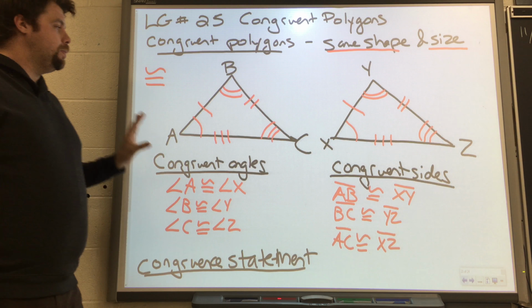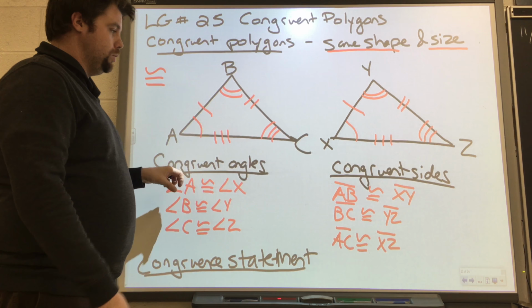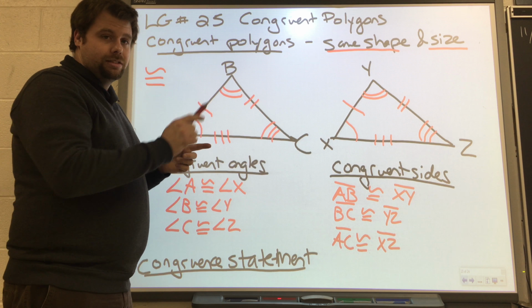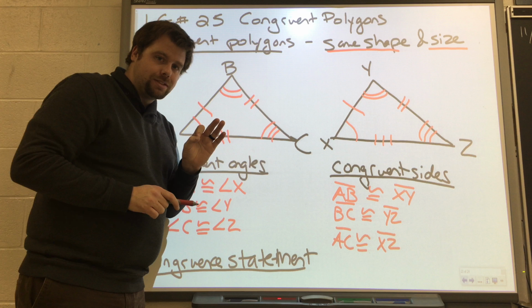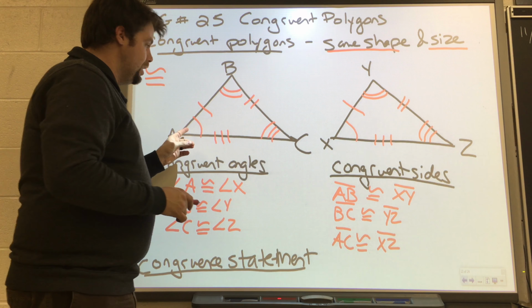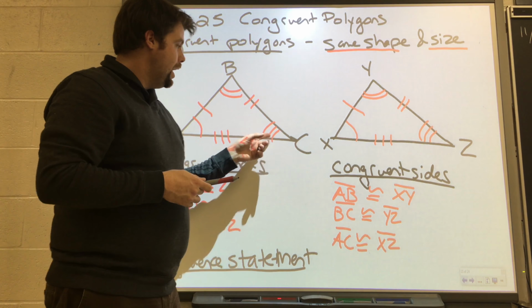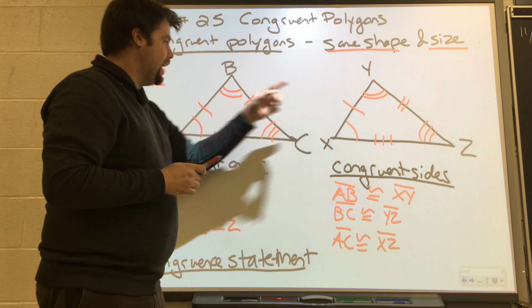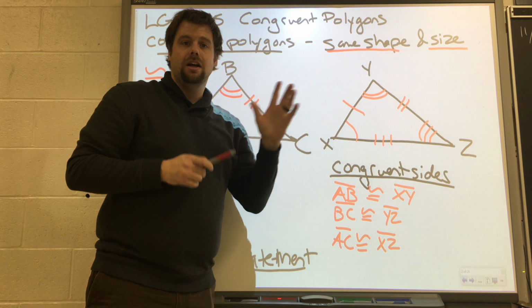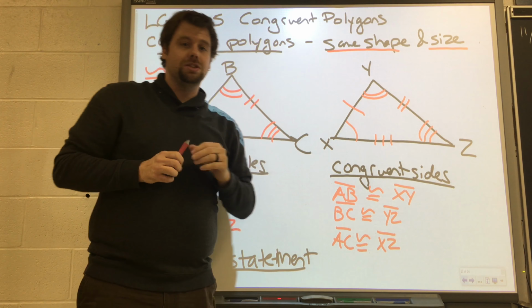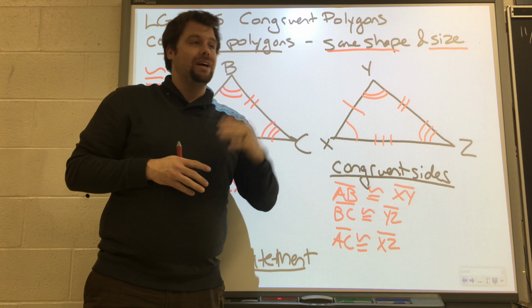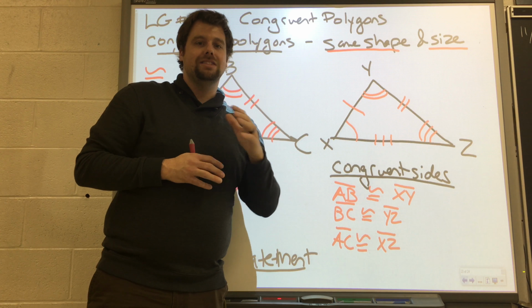So these two polygons are congruent because their angles are congruent and their sides. They're corresponding parts, which means they're matching parts. This angle matches that angle, congruent. Angle matches that angle, congruent. Angle matches that angle, congruent. Side, side, side, side, side, side. All the angles have a matching corresponding side that it's congruent to, and corresponding angle. Same thing with the sides.